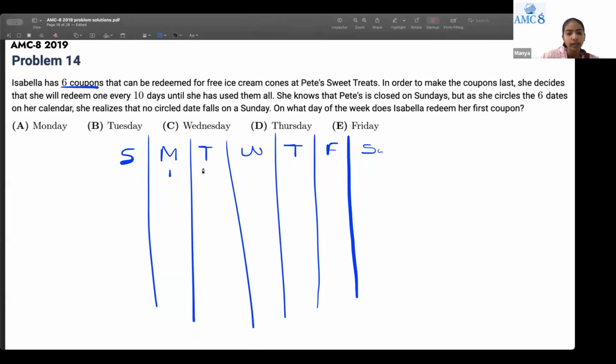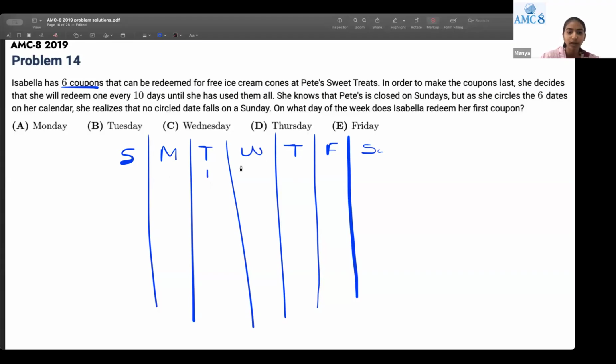So 1, 2, 3, 4, 5, 6, 7, 8, 9, 10, and again 1 through 10. So if she starts on a Monday, then she will automatically redeem on a Sunday, in the third week. So that means that she cannot start on a Monday. So she'll start on a Tuesday.